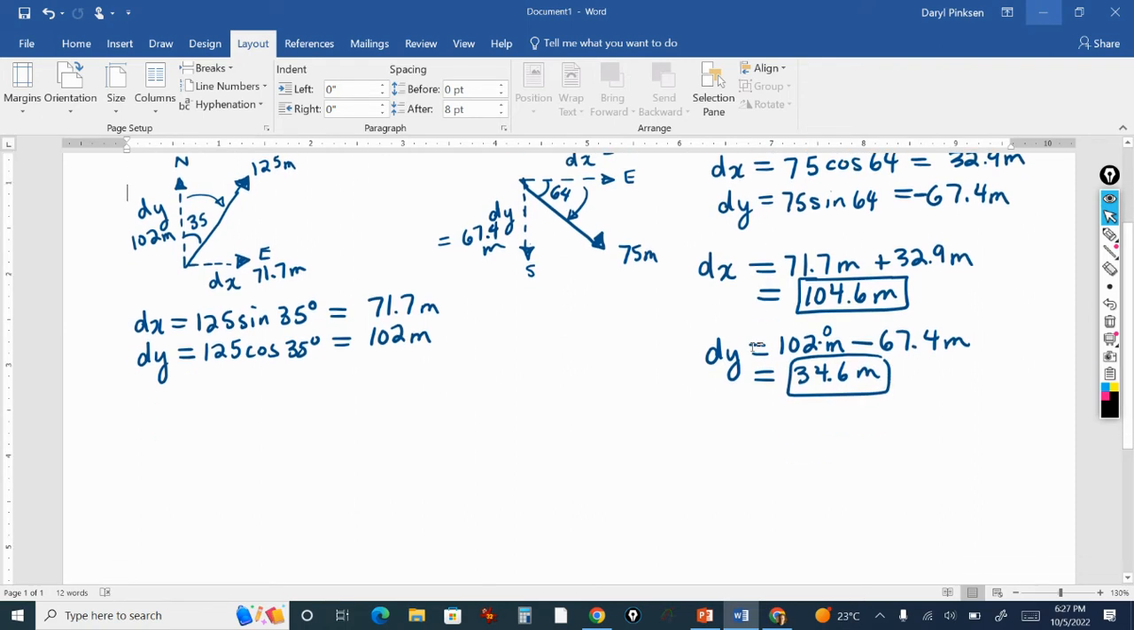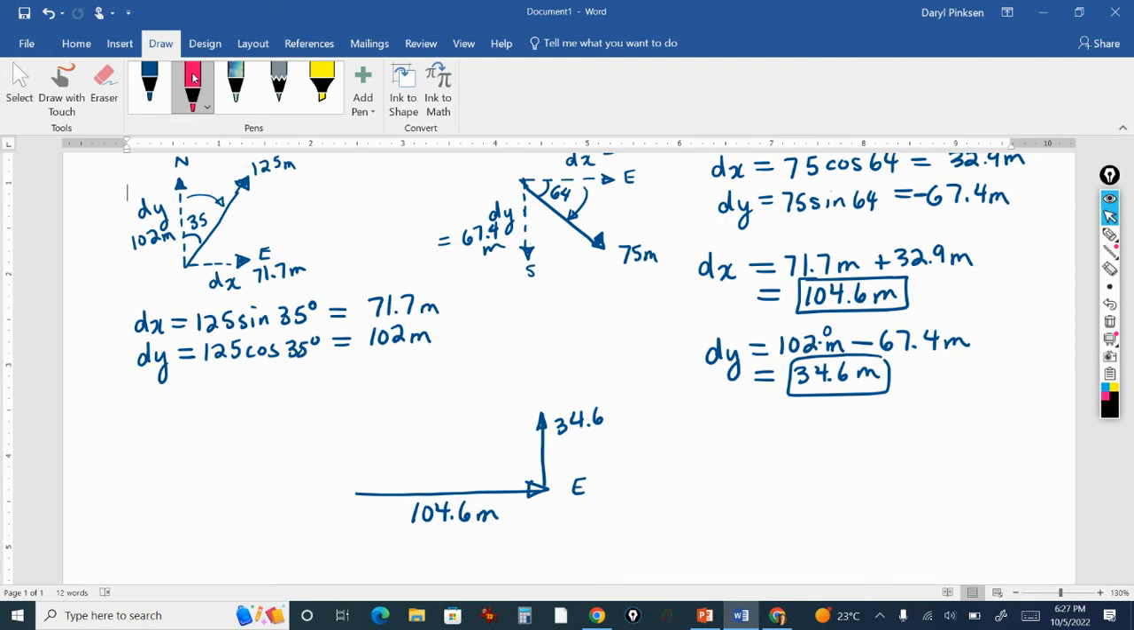That allows us now to construct a new right angle triangle. And the new right angle triangle is going to have an x component of 104.6 meters to the east. And then the y component is going to be a positive 34.6, right, in the northerly direction. And let's get a different color here. And so the overall displacement is this.